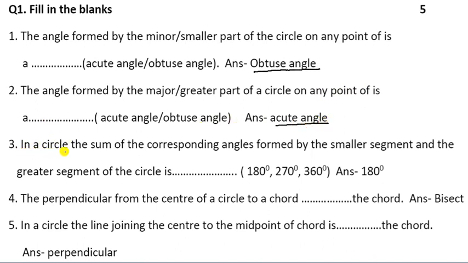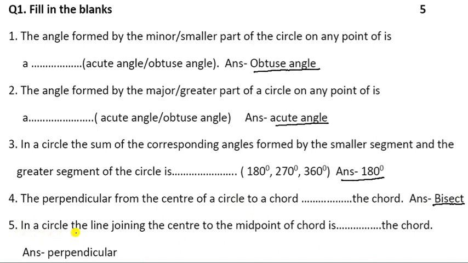Now third, in a circle, the sum of the corresponding angles formed by the smaller segment and the greater segment of the circle is. The options are 180 degree, 270 degree and 360 degree, but the correct answer is 180 degree. Now the fourth, the perpendicular from the center of a circle to a chord bisects the chord. So you can write here: bisect the chord.